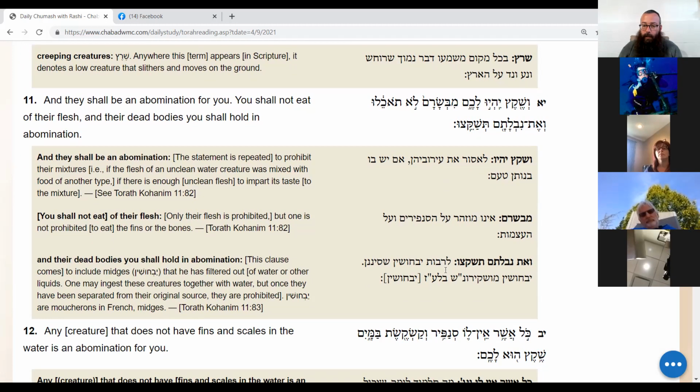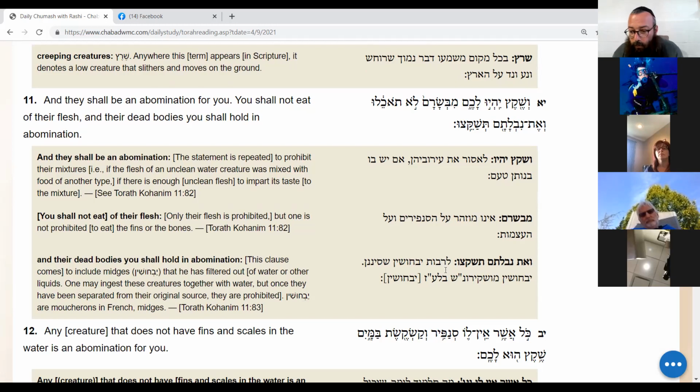All these creepy crawly things should be abominable to the Jew. We should be disgusted by them. We should not want them. And Rashi says, even if there's a mixture of stuff, so someone putting non-kosher fish either with kosher fish or with other mixtures, you're still not allowed to eat it.